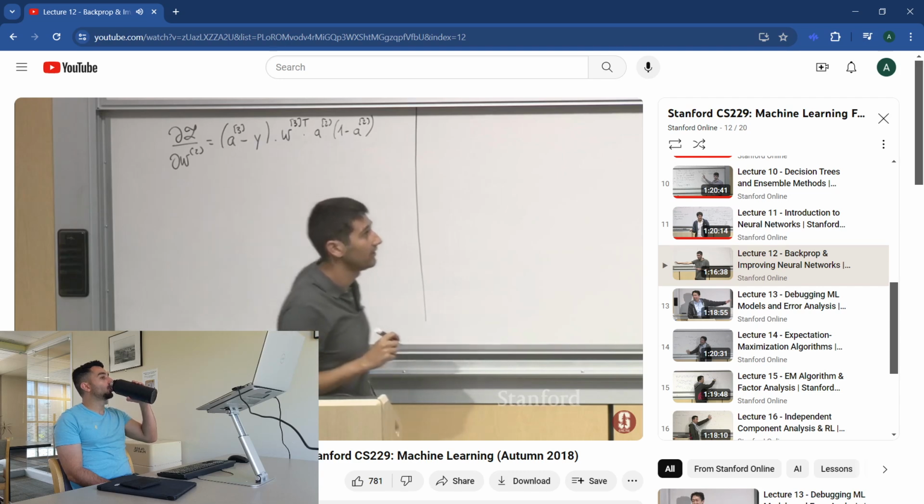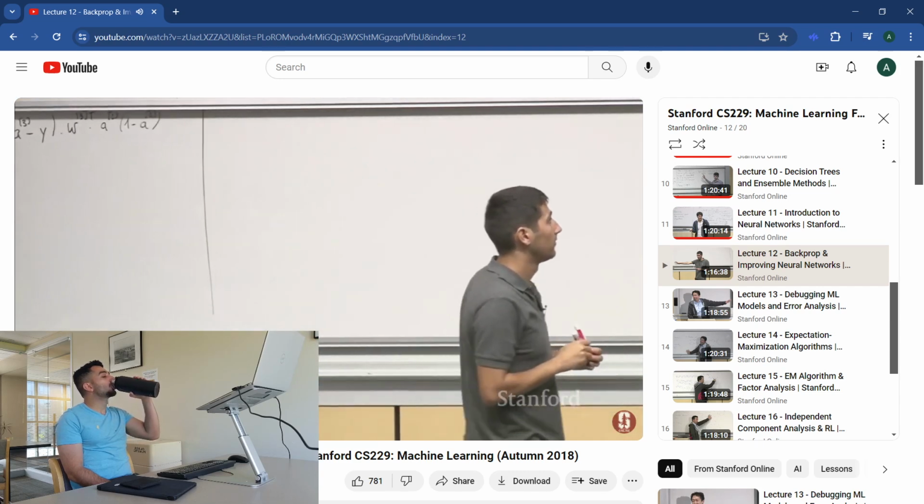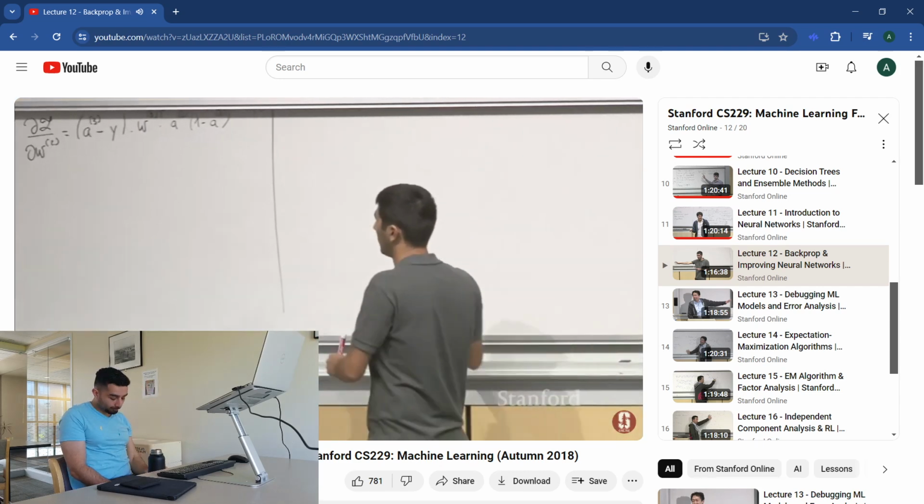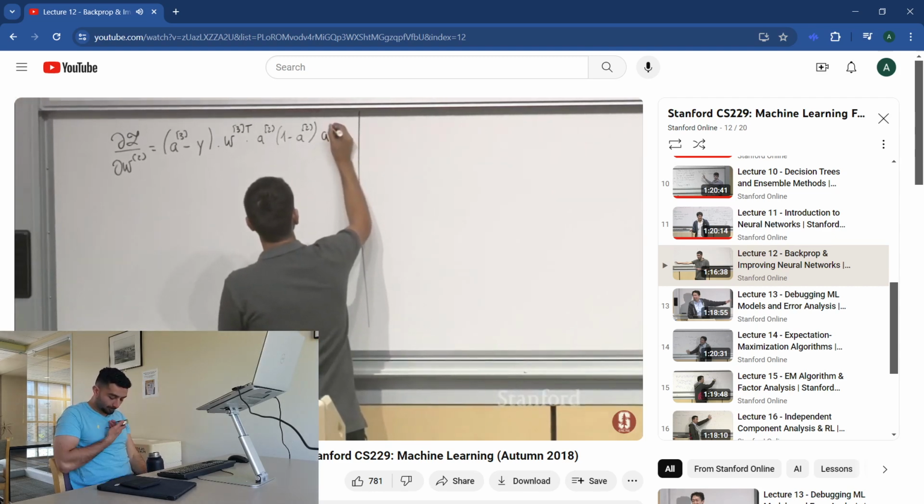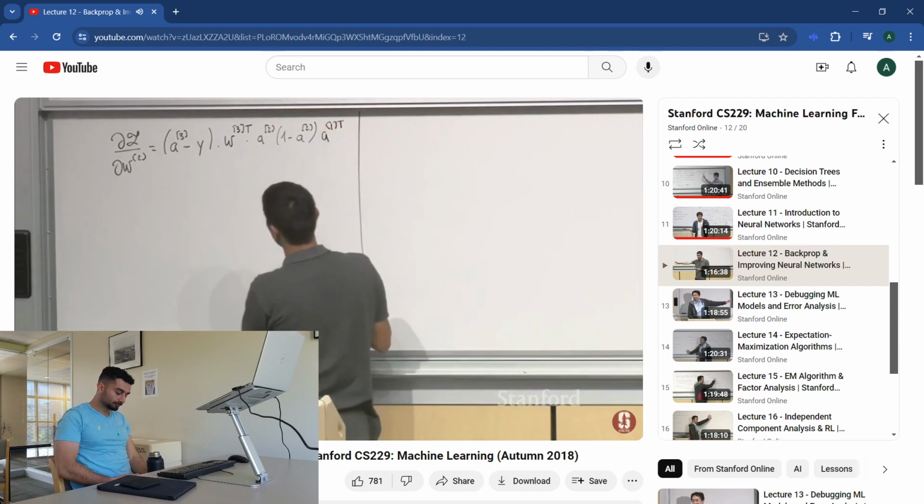Okay, and finally we have another term that is A1 transpose. So are we done or not?